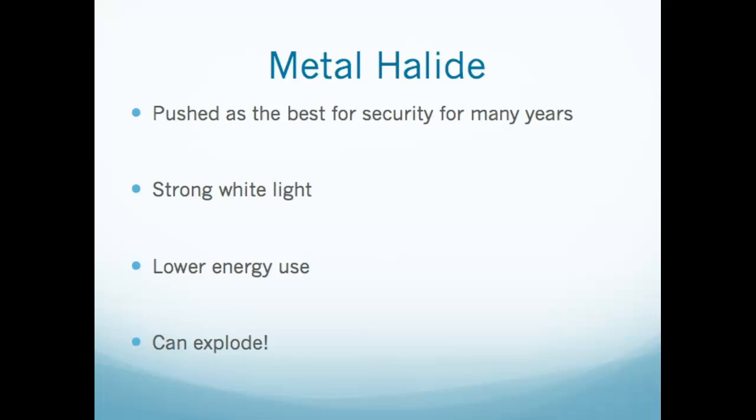A lot of high bays, like warehouses, would have these lights. They would explode. In warehouses, what do you have? You have wood pallets stacked somewhere, sometimes on the floor. What happens when pieces of hot matter, 1800 degrees Fahrenheit, hit wood? It catches fire. And metal halide lights have been blamed for many fires.